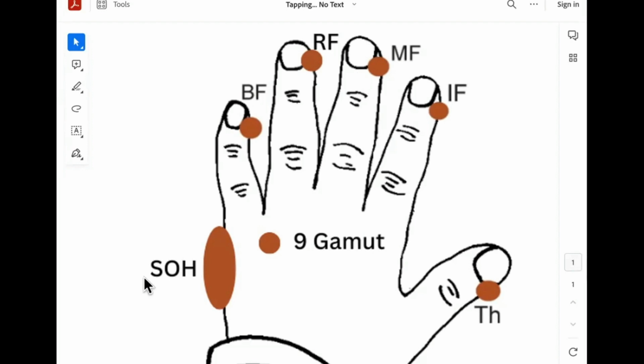The last point on the hand that I'm going to show you is called the 9 gamut. Really important point to know. It's super powerful, very deep. And when we're really processing deep, heavy trauma, a lot of times I'll go to the 9 gamut point.